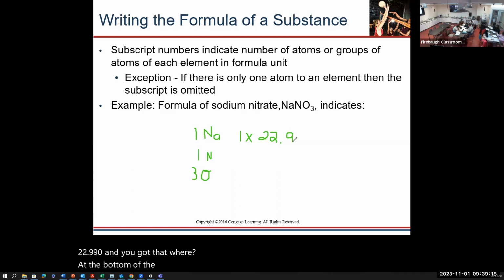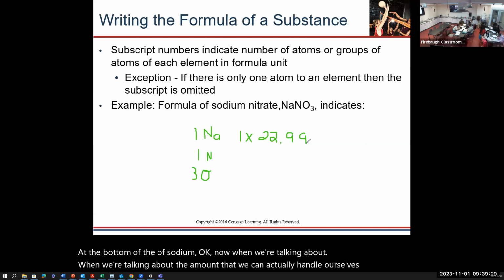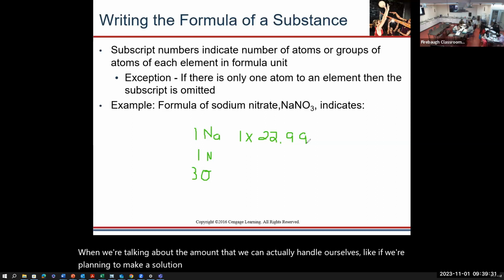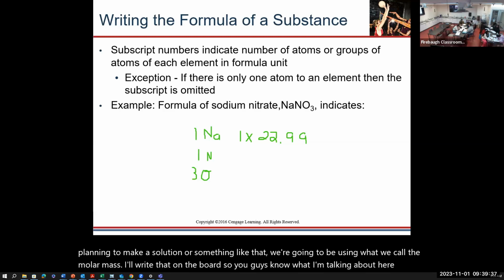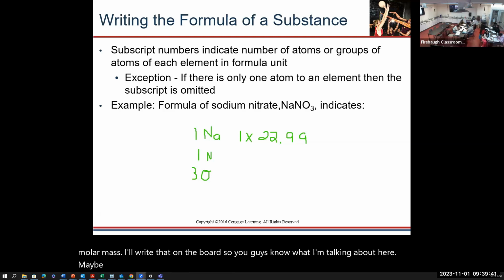Of sodium. Now, when we're talking about the amount that we can actually handle ourselves, like if we're planning to make a solution, we're going to be using what we call the molar mass. I'll write that on the board so you know what I'm talking about here.